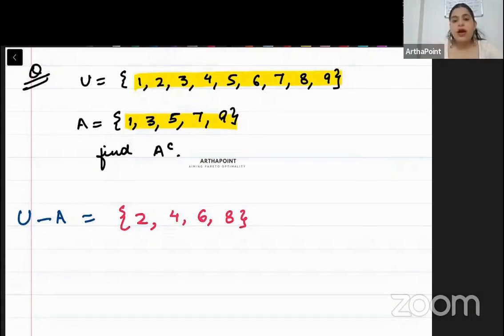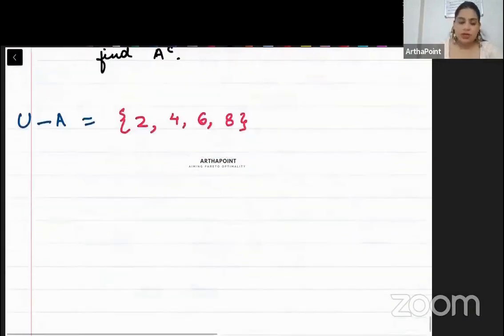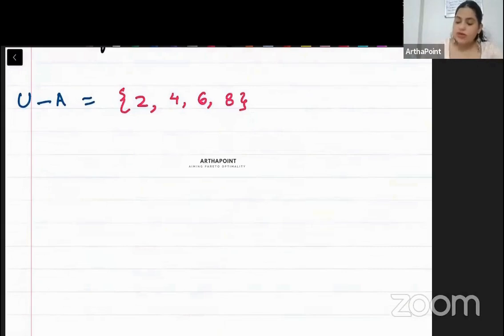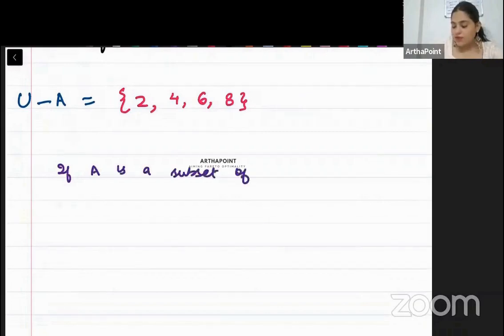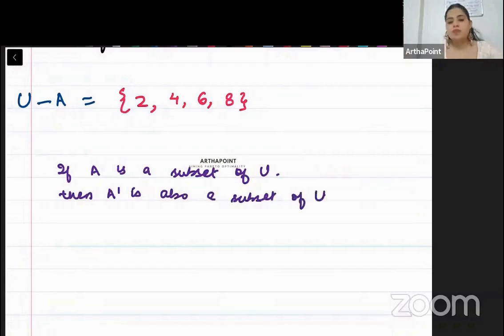Okay. Now I want to come to an important property here. Let me just list that down. So what am I saying? I am saying that if A is a subset of U, then A complement is also a subset of U. क्यों बेटा? क्योंकि A complement U से ही तो निकला है. U में से जब मैंने A को subtract किया, then only I got A complement, ना? So all of A complement's elements belong to U. So it is a subset of U.